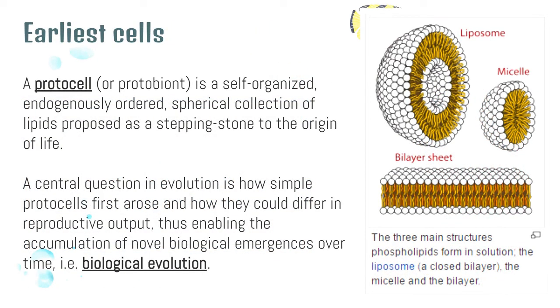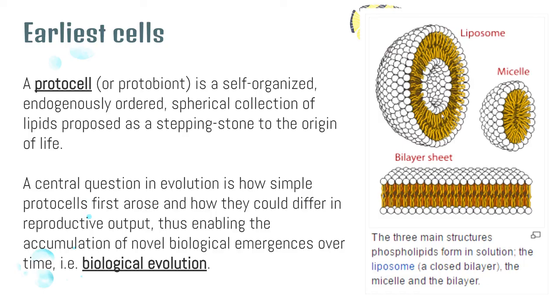So right after the creation of the first cells, the protocells, life flourished throughout our planet. But let's take a look. What is a protocell or a protobiont? It is a self-organized, endogenously ordered spherical collection of lipids, and this is considered the stepping stone to our bacterial cells, our primitive cells. So if you still remember the vesicles that we've mentioned, this is one of those possible vesicles that were able to form their own primitive cell membrane to separate them from the world around them.